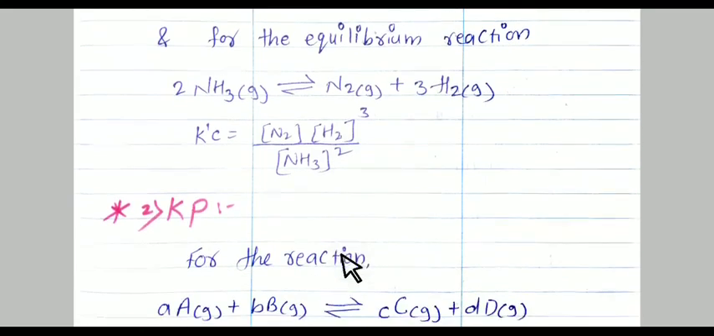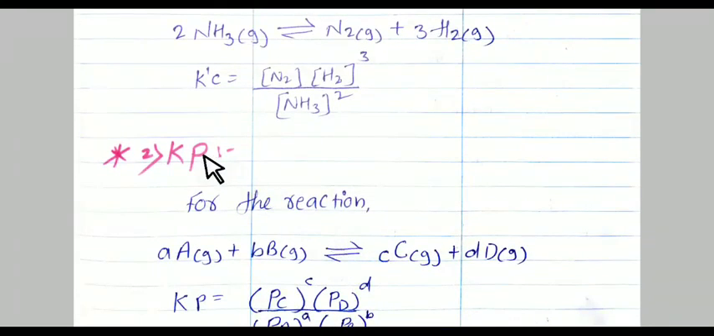Now the next topic is Kp. Kp is also an equilibrium constant at partial pressure. Students, Kc is also an equilibrium constant, Kp is also an equilibrium constant, meaning we have two equilibrium constants. One is Kc and another is Kp. Kc is the equilibrium constant at molar concentration. Kp is the equilibrium constant at partial pressure.